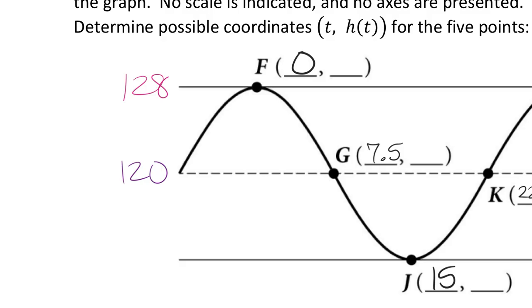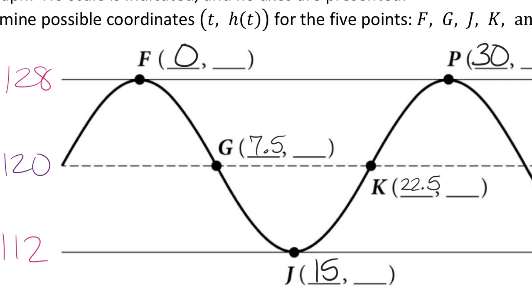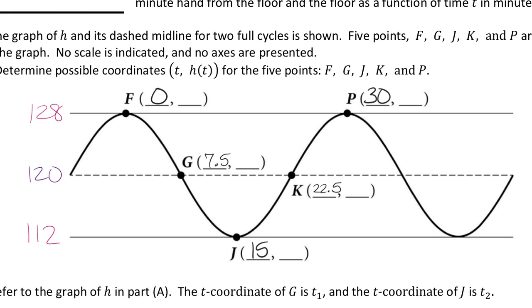So how low does it go if that minute hand is all the way pointing to the bottom? 112. So here's the deal. These heights have to make sense. The bigger number has to be on top, the middle number has to be in the middle, and the smaller number has to be on the bottom. But after that, you've already answered the rest of the questions.